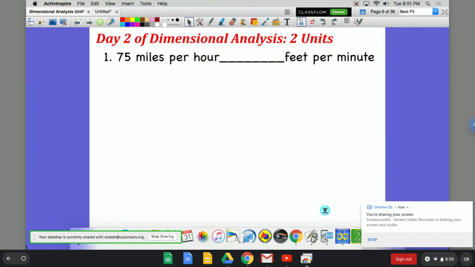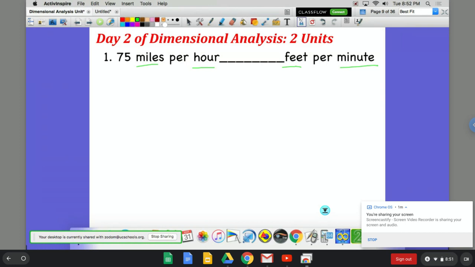Now, as we learned yesterday, dimensional analysis is really just the conversion of different units. Now, the thing about today is we're going to actually have 2 units at once. So if we notice, we not only have 75 miles, but we also have hours. And we're trying to go from miles per hour to feet per minute. So it still doesn't change.